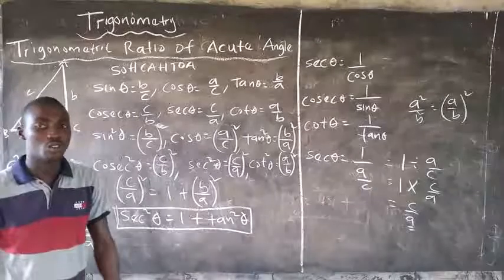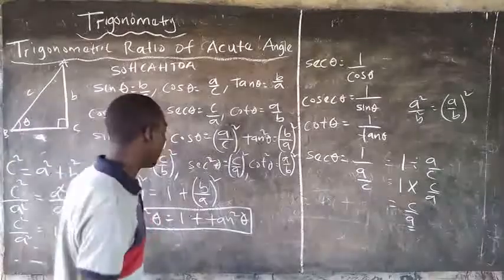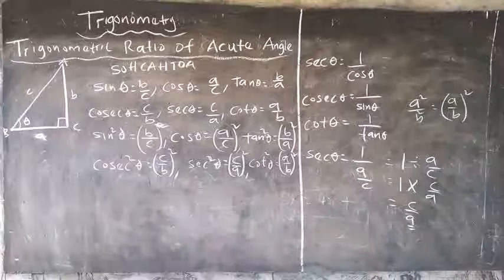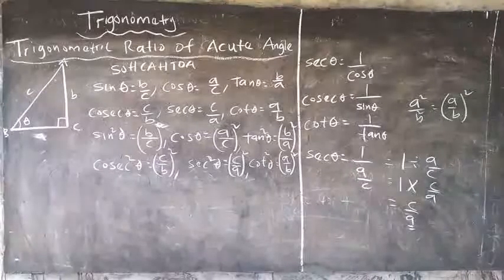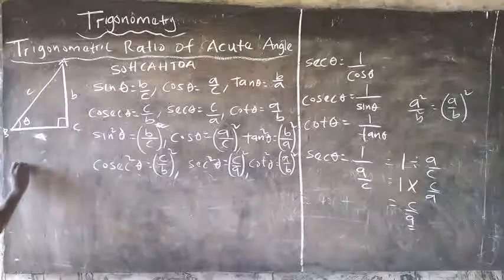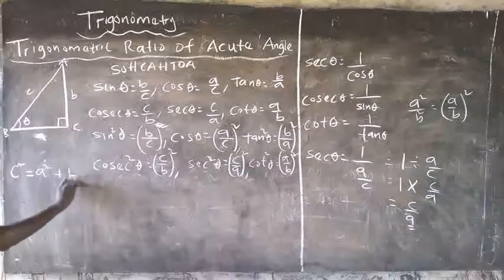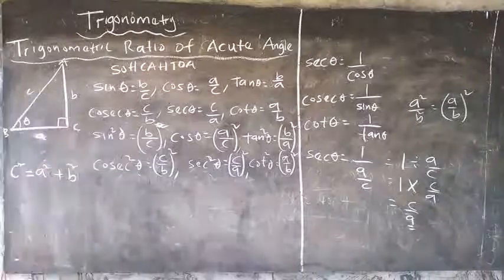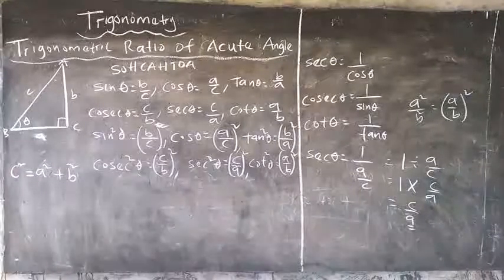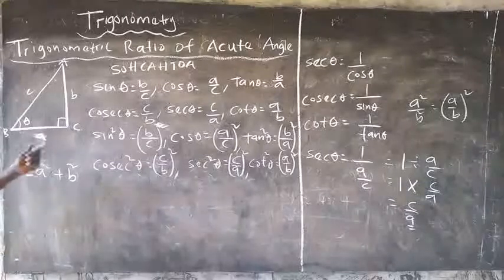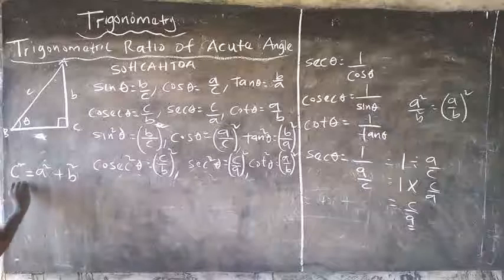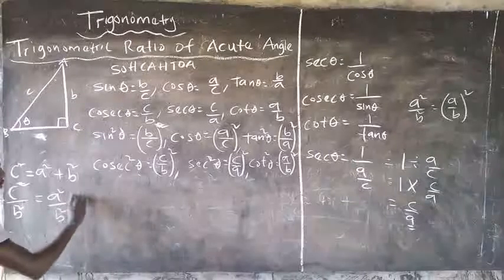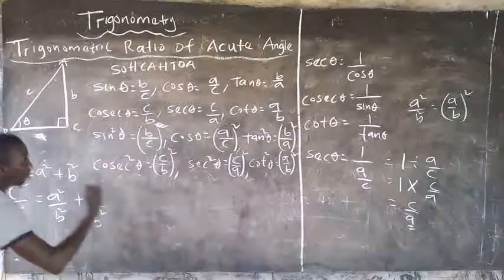So the second proof, I'll be rubbing off this part. Don't forget that we are still dealing with Pythagoras theorem, which says that c square is equal to a square plus b square. We have taken letter A. Now let's move to letter B. Divide both sides by b square. So it means that c square over b square is equal to a square over b square plus b square over b square.